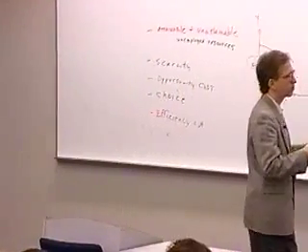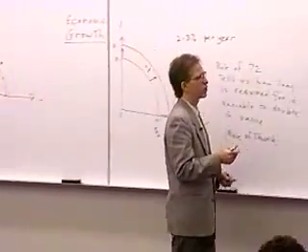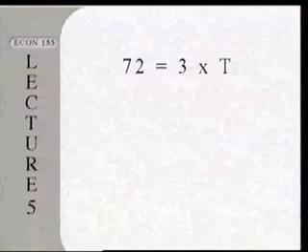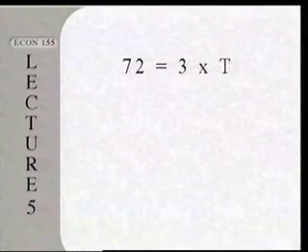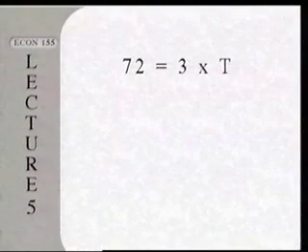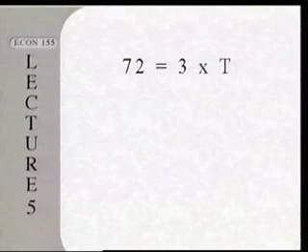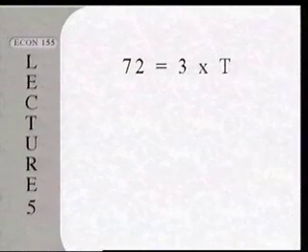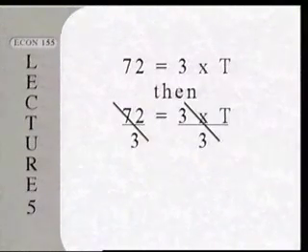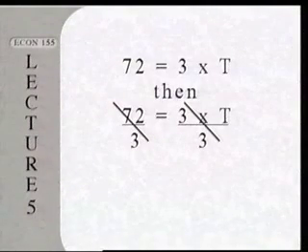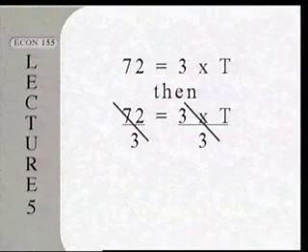So let's come up here and use 3. Suppose that I tell you that the U.S. economy is growing at 3% a year. 72 equals 3 times T. Now what we have is one unknown. Once I've told you that the economy is growing 3% a year, then we can solve for that one unknown, the T. This becomes 1. This becomes 24.